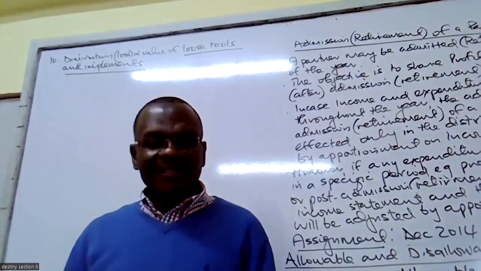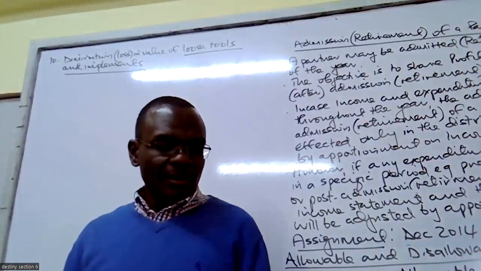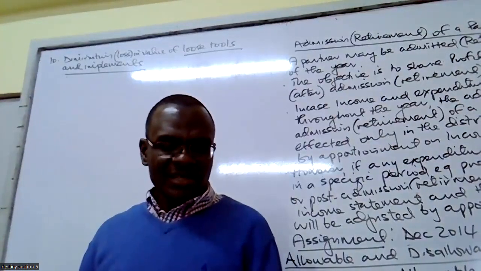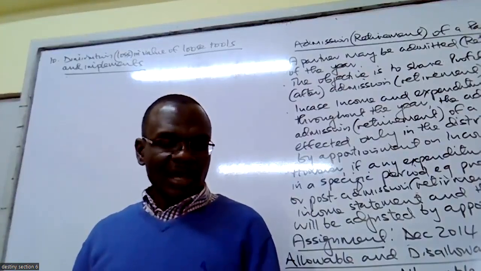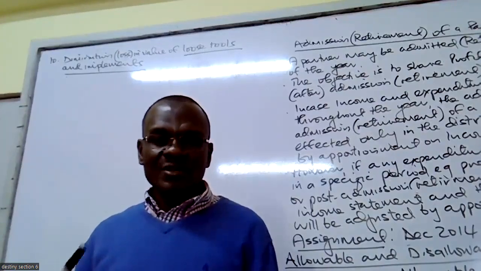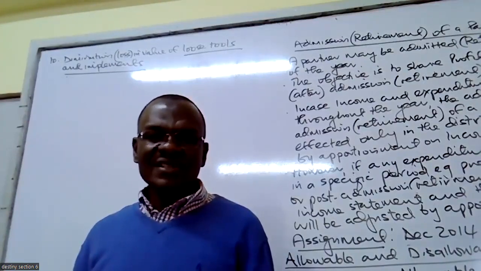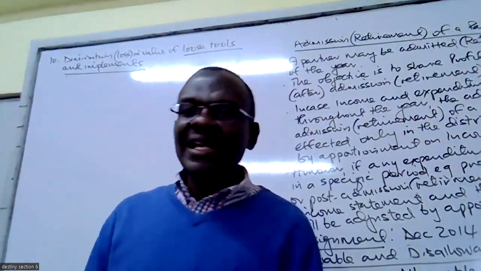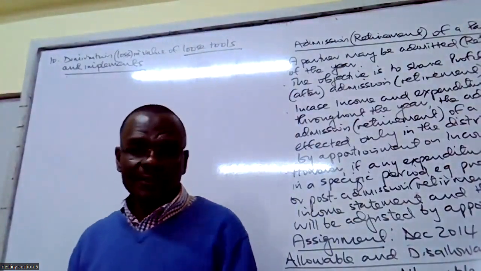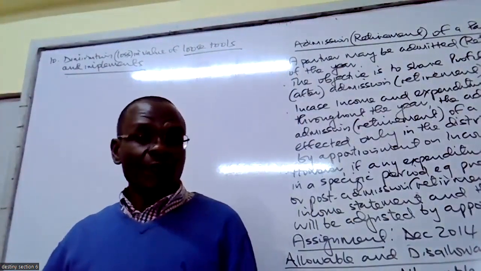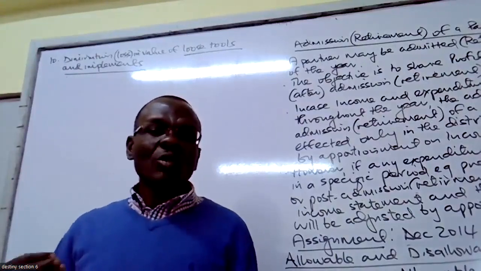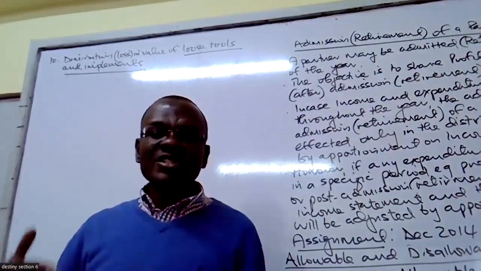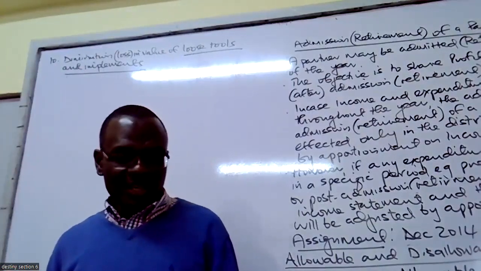Then number 11, the annual entrance and subscription fees paid to a trade association, such as Kenya Association of Manufacturers, Kenya Chamber of Commerce and Industry. So what you pay as entrance is when you are joining, entrance fees. Subscription is what is paid every year in the subsequent years.